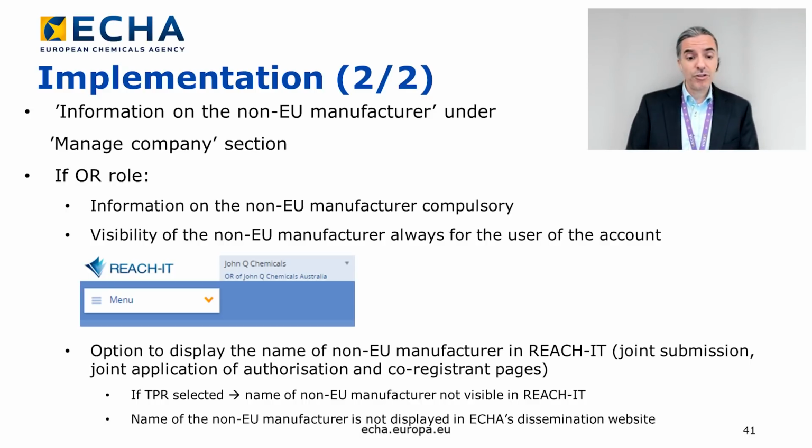This is completely voluntary. And also in case you are selecting a TPR, either in the joint submission page or in the submission when you are submitting the dossier, then the TPR will be visible, not the name of the non-EU manufacturer, for those occasions when you selected the TPR. Also, I would like to clarify that the name of the non-EU manufacturer will not be displayed on ECHA's dissemination website. This information is only for ReachIT.